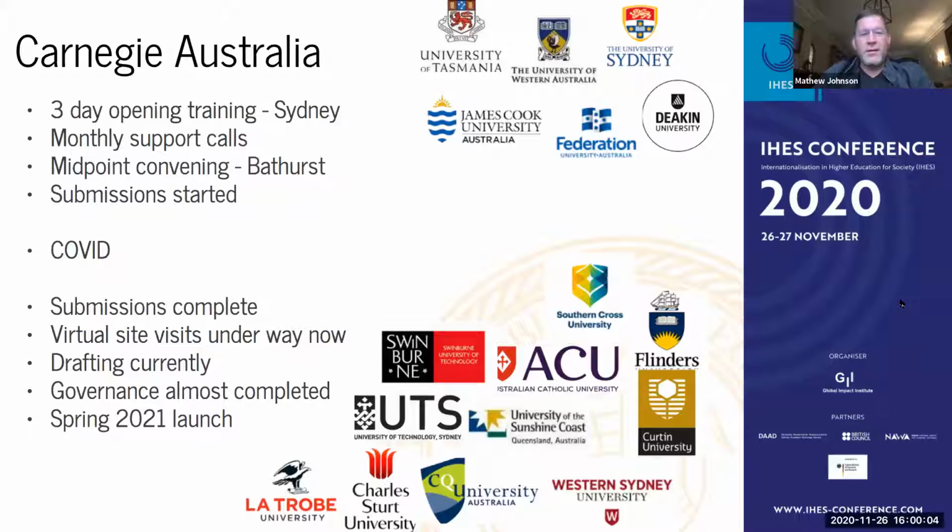The Australian cohort, somewhat culturally different, is moving much more quickly. They had a 3-day opening training. We did the monthly support calls and a midpoint gathering in Bathurst, but their submissions have already started. And in fact, there's only one of the schools left to submit. The cluster at the bottom of the slide are the schools who are fully participating. The cluster at the top are observer schools who are watching the process and learning about the process should an Australian framework be launched, which will be launched because their submissions are complete, the virtual site visits are underway, and they've already started drafting their version of the framework, including a governance structure to launch in 2021.